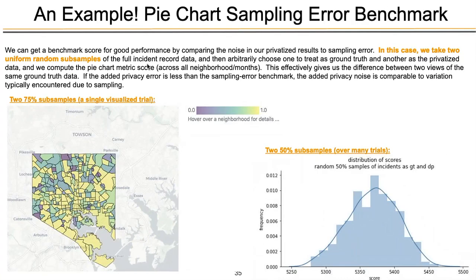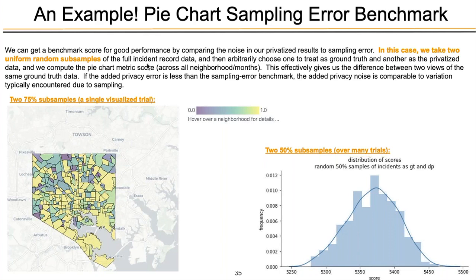All right, something else that you want to do. So we're providing you privatized data, and that gives you the opportunity to look at how things work at various levels of privatization. But it's also good to check against sampling error, because that is another source of error or difference between data sets. And in general, we want privatization error to be comparable to sampling error.